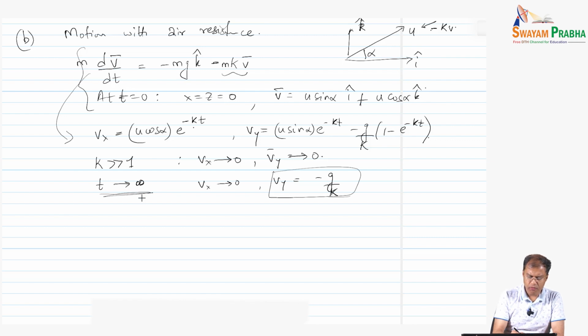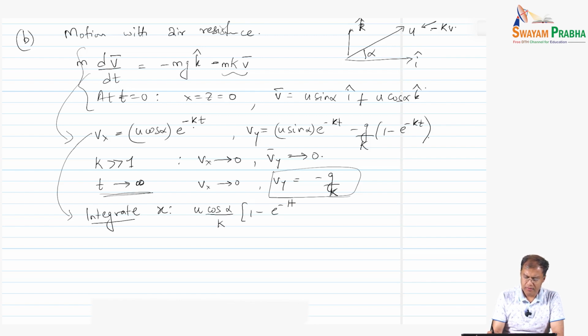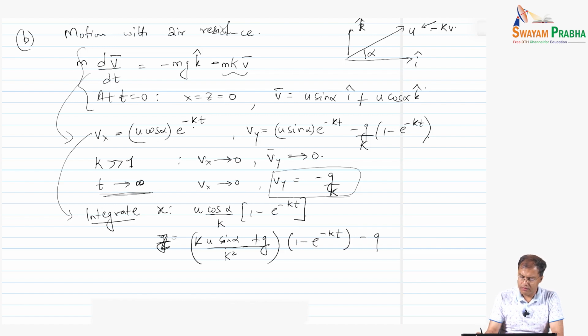Okay, so then from here we can also integrate further and find that x is u cos alpha by k times 1 minus e to the power minus kt, and z, so we have integrated once more and used the initial condition, and then z comes out to be u sin alpha by k plus g over k squared, all inside this fraction, times 1 minus e to the power minus kt, minus g over k times t. Okay.